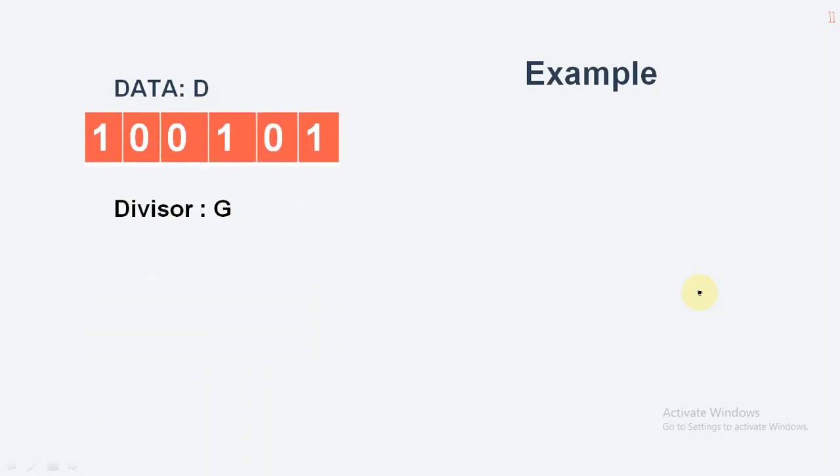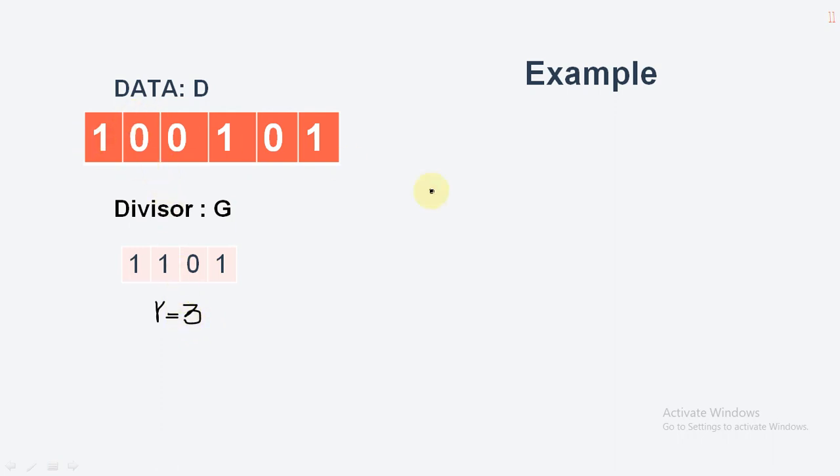Okay, let us say this is the data D, 1 0 0 1 0 0. We are taking an example literally, and we will work it out. And this is the divisor polynomial, 1 1 0 1. Since it has 4 bits, the degree must be 3. R must be equal to 3 here.